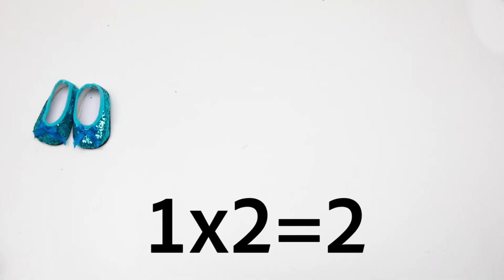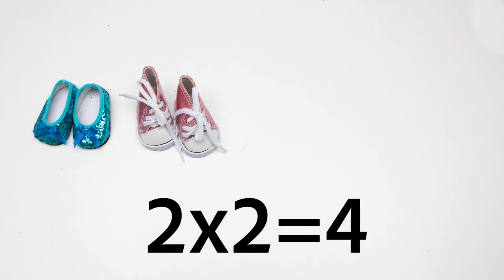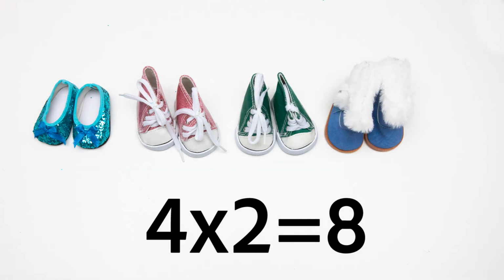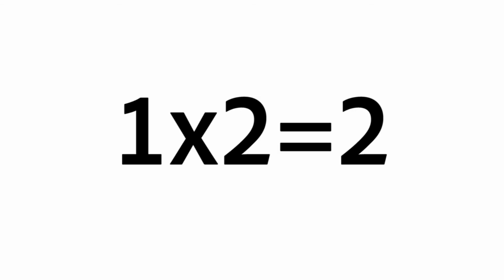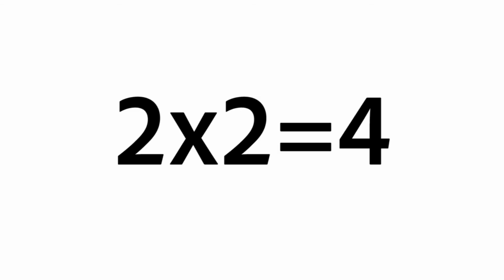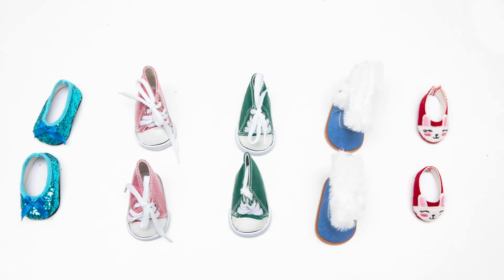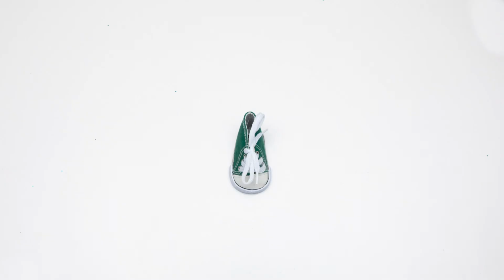Absolutely. Look here. 1 pair of shoes is 2 shoes. 2 pairs of shoes is 4. 3 pairs of shoes is 6. 4 pairs of shoes is 8. 1 times 2 is 2. 2 times 2 is 4. 3 times 2 is 6, and 4 times 2 is 8. Wow, multiplication is a big topic we've started today. Learning multiples of 2 can save you some time when you need to count something.